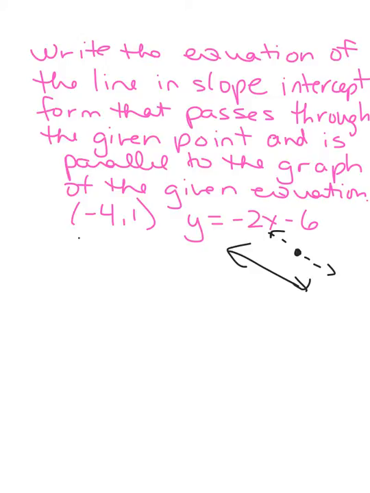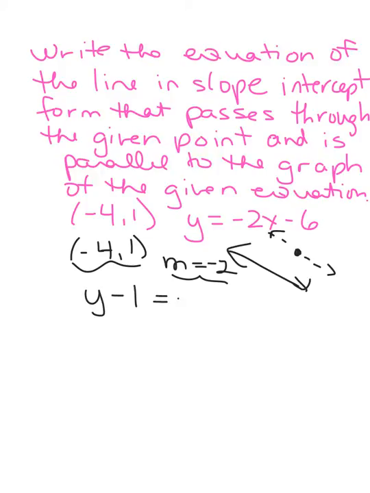So I'm going to keep the point that I was given, negative 4, 1, and my slope of my given line was negative 2. So the slope of my new line is also going to have the same slope because they're parallel. So I have a slope, and I have a point that is not my y-intercept, so I'm going to use point-slope formula. So I have y minus 1 is equal to negative 2 times the quantity of x plus 4, or x minus a negative 4.